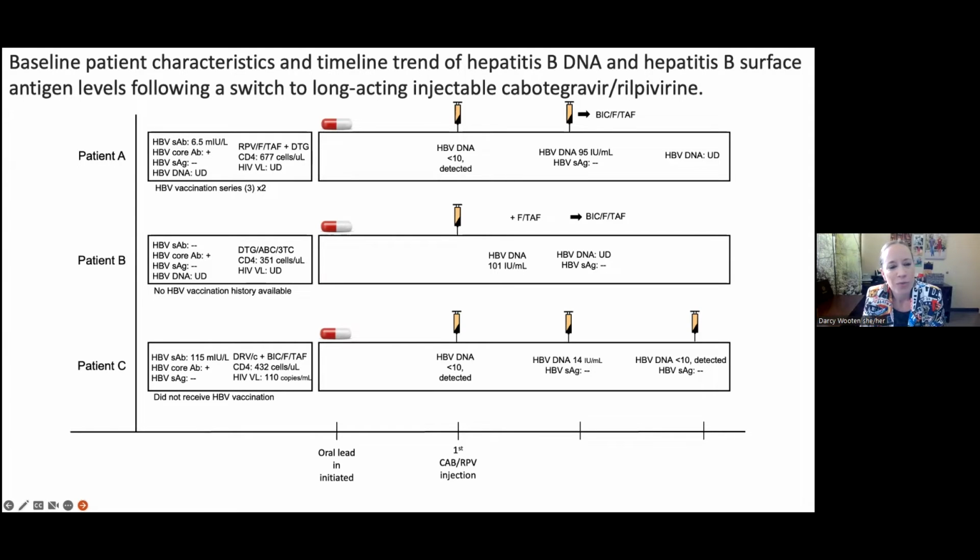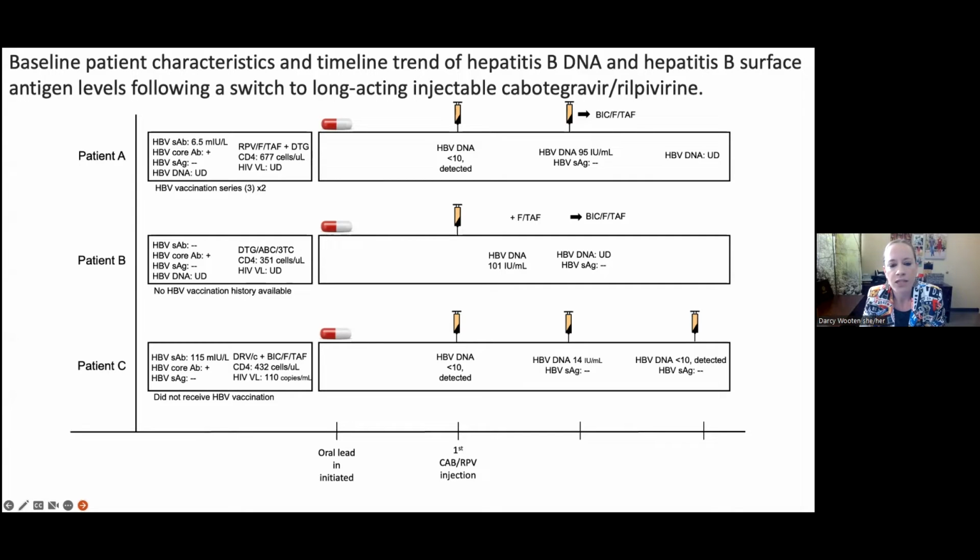Their HIV was very well controlled. Their CD4 cell count was 677, with viral load undetectable on rilpivirine, FTC/TAF, and dolutegravir. At the time of this study, we were still doing the oral lead-in phase for everybody. We're now mostly just going directly to injectable therapy.